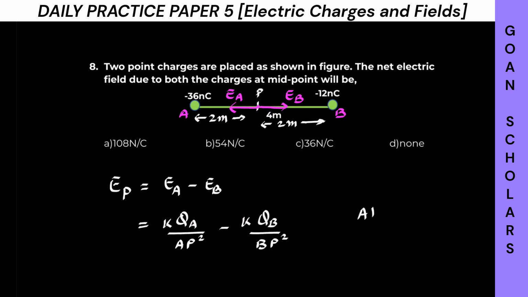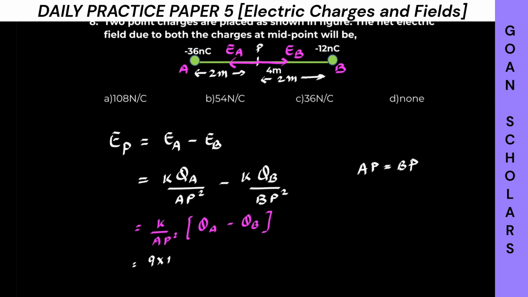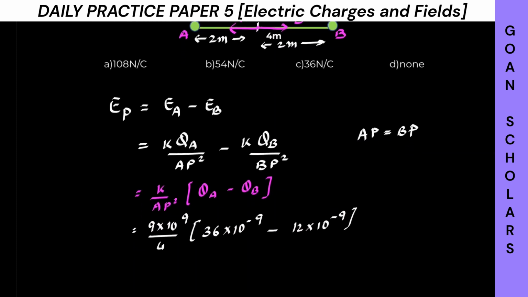Now AP and BP are equal. Be very careful because this is the midpoint. Now if you take common, K will come out and even AP square will come out. You are left with QA minus QB. Why? Because AP and BP are equal, so you can take one of them outside. What is our K? K here is 9 into 10 to the power 9. What is AP? 2 meters, so square is 4. Charge on A, 36 nanocoulombs. Be very careful, you will not take the negative sign. Again I am repeating. Minus 12 into 10 to the power minus 9. This negative sign is because of the vectors and not because of the negative sign on the second charge.